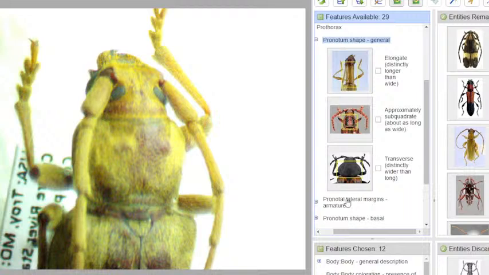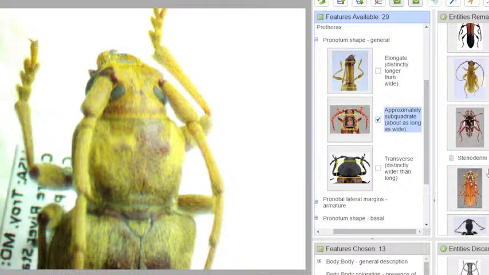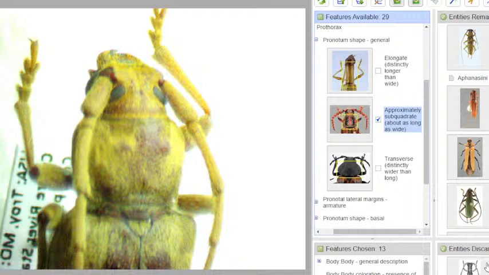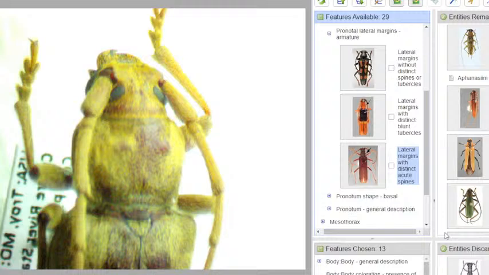Would you guys say that this is approximately subquadrate? I would say so. This is fairly square. Let's go subquadrate. I hope we're still on the right path. We have 52 entities remaining and 57 that we've discarded. So out of the 109 different tribes, we're down to 52 potential options. And as we continue down in this key, it'll get less and less. There we go. There's no spines. Down to 48.